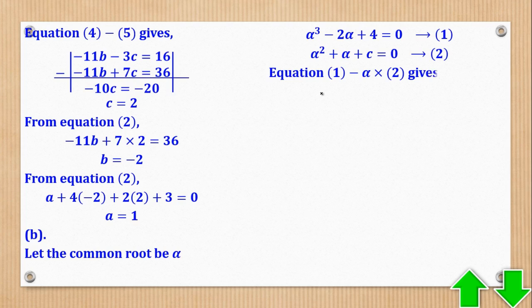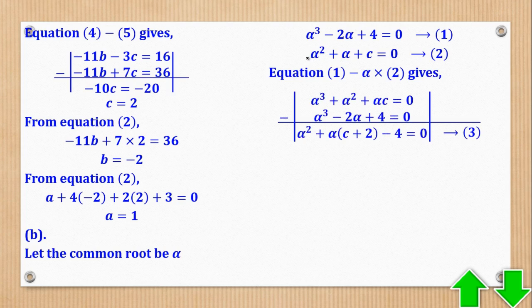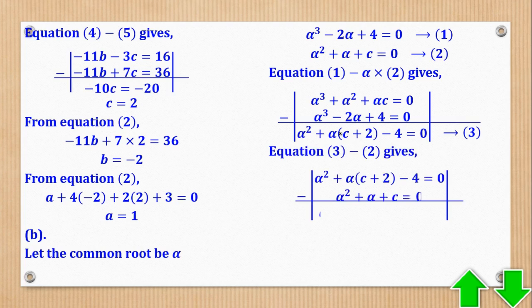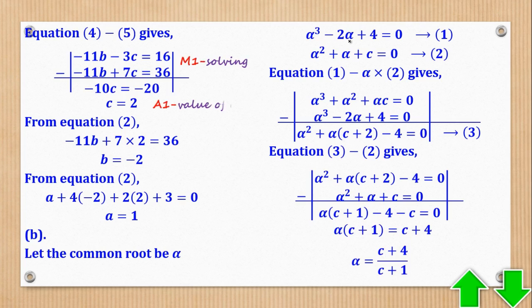First, I'm going to eliminate alpha cubed by multiplying alpha through equation 2 to give you this, then subtract to get this. So in this equation, I've eliminated alpha cubed. The next will be to eliminate alpha squared to get the value of alpha in terms of c. After getting alpha in terms of c, I can now substitute in this to get the required expression.